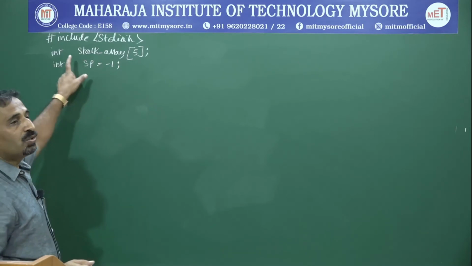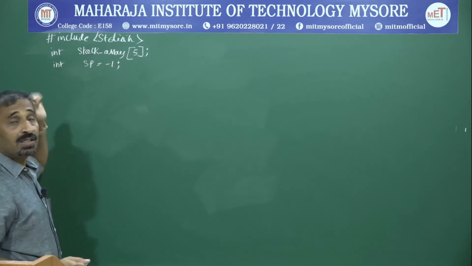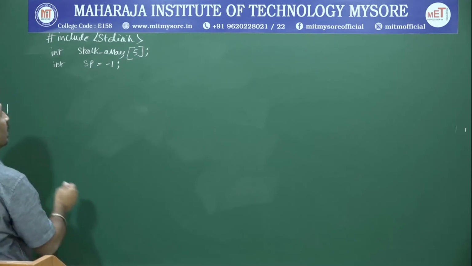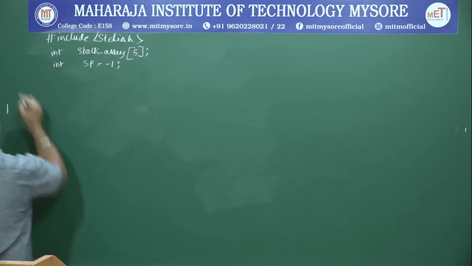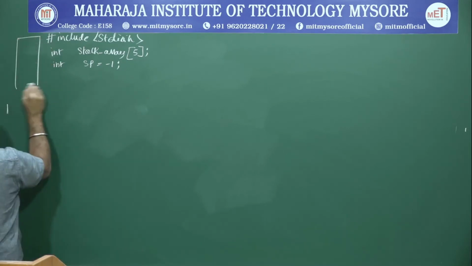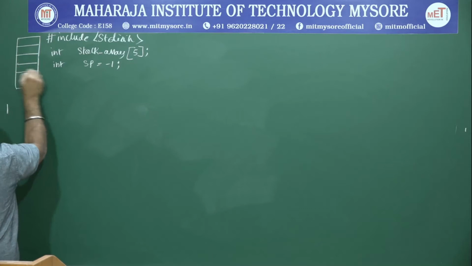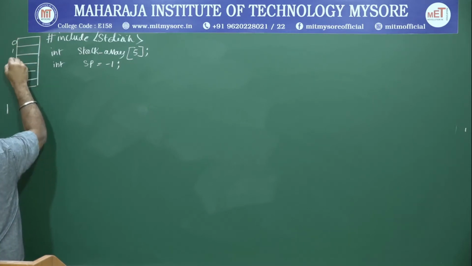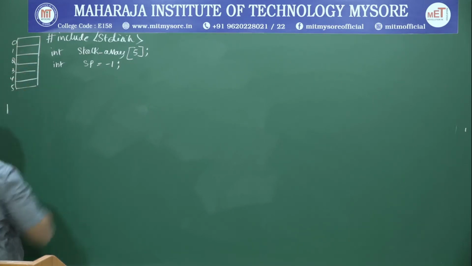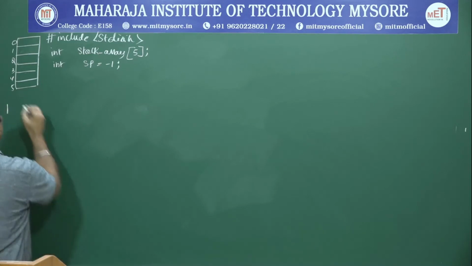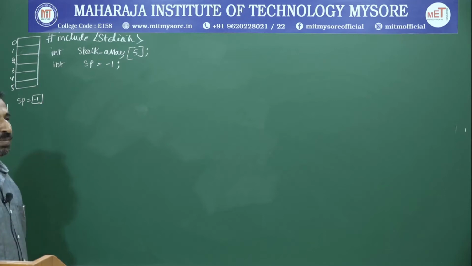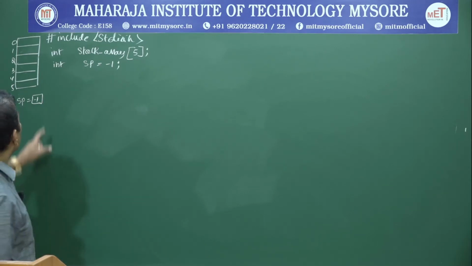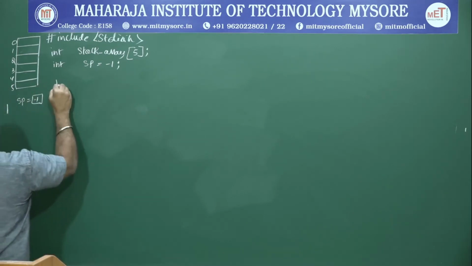So I have already shown you how to write this, how to use this stack pointer. All right. Now when these two are defined, it is something like this. Now I have an array with indices 0, 1, 2, 3, 4, 5 like this. Then I have a stack pointer which is basically an integer. Initially this will be at -1. Okay. Now I will be writing one main function.